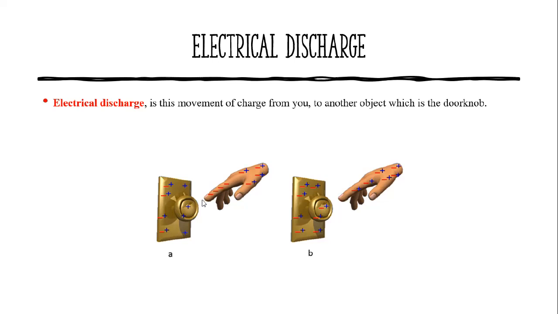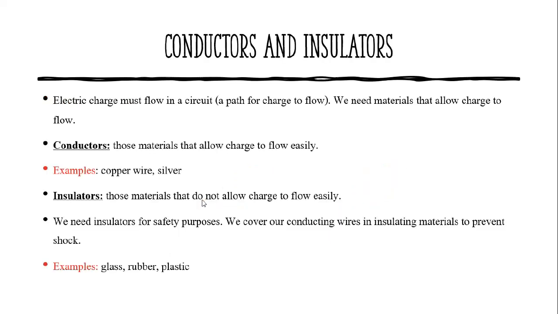Now we're going to talk a little bit about conductors and insulators. This is page 127 in your packet. We said that charge flows in a circuit. Remember, a circuit is the path for charge to flow, and it needs to be a complete circle, not a perfect circle, but it needs to be a closed path. It cannot be open for my charge to flow.